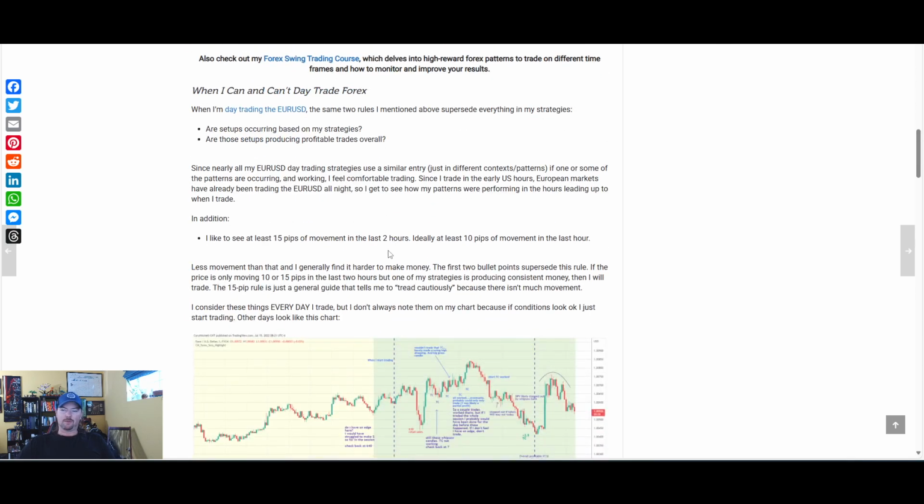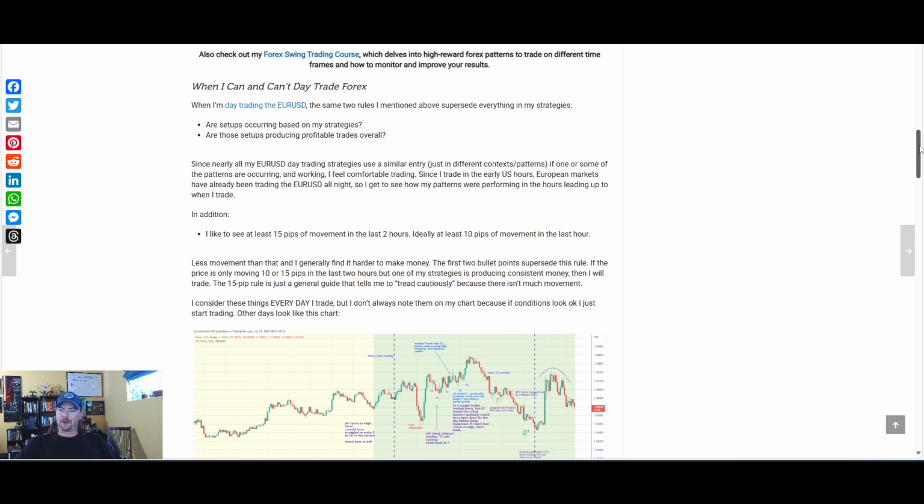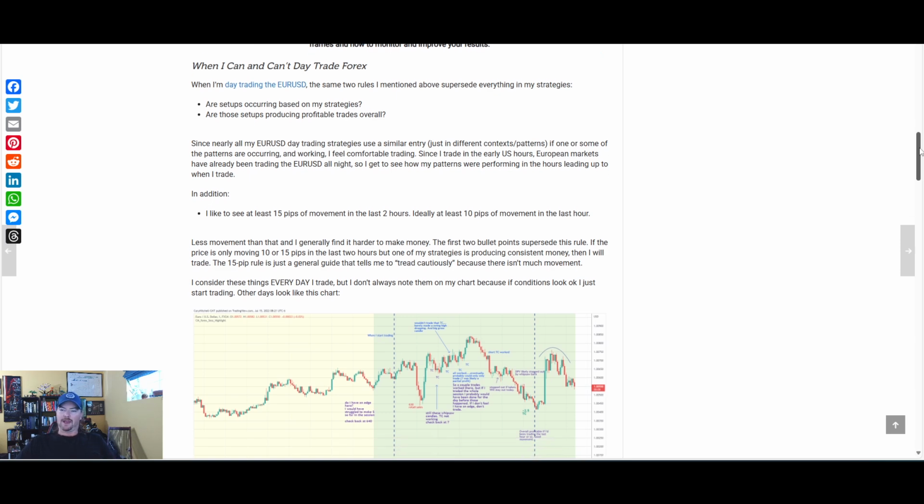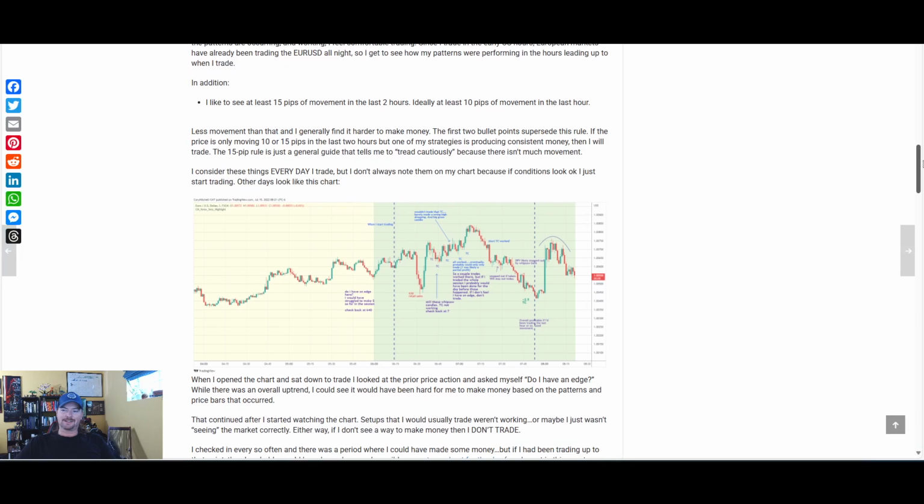So let's talk a little bit about some day trading rules for when not to trade. That was a swing trading stocks example. For stocks, I like to see at least a certain amount of movement. When I trade Forex, I pretty much focus just on the euro US dollar. 15 pips of movement in about 2 hours or 10 pips in the last hour is pretty much the minimum I would want to see in order for me to trade.